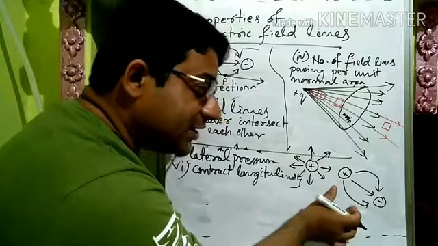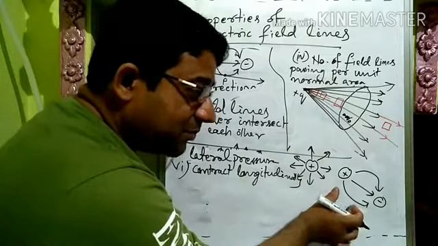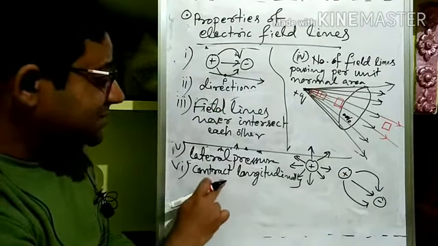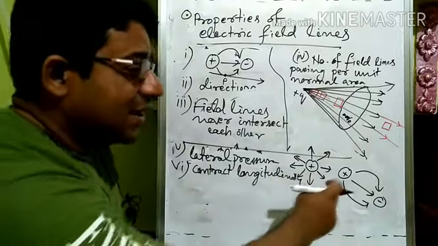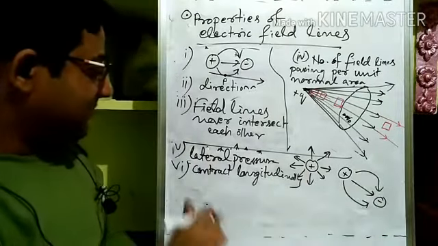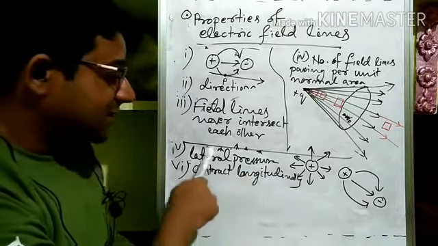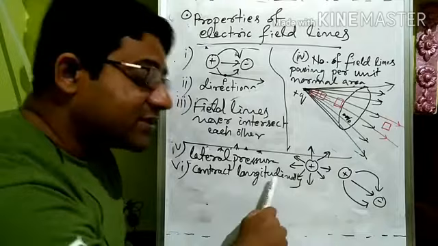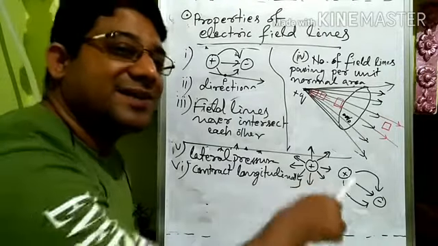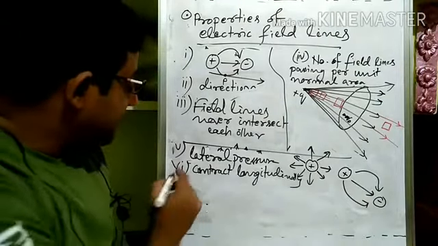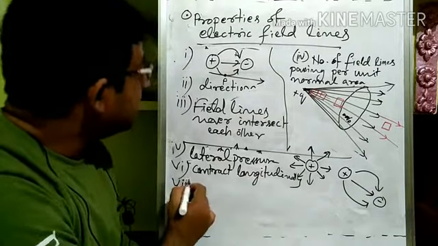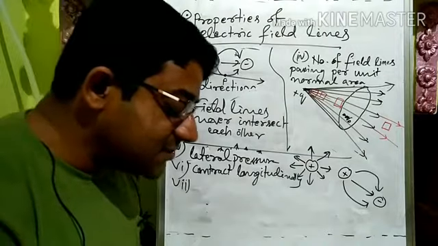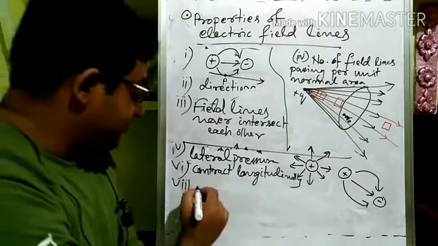When they contract, they become smaller and smaller, and automatically plus and minus will come closer. It is because electric field lines contract longitudinally that unlike charges attract each other. Because of this lateral pressure thing, like charges repel each other. Since electric field lines contract longitudinally, unlike charges attract each other. Okay. The next important property of electric field lines is that electric field lines do not form closed loops.